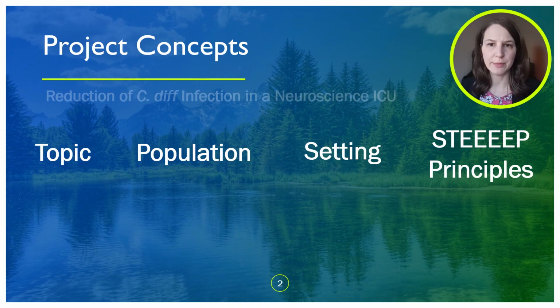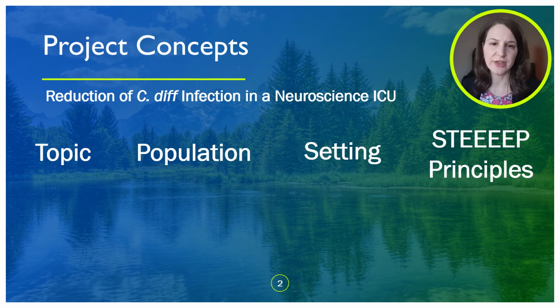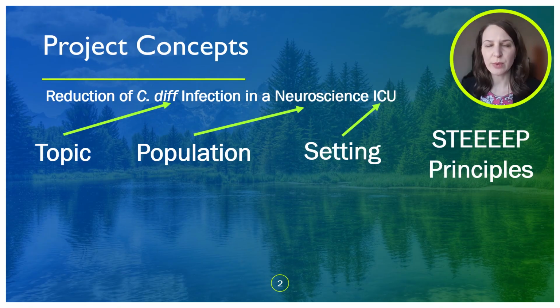Here's an example. Maybe your working title is something like Reduction of C. diff Infection in a Neuroscience ICU. This title can give you guidance on what journals may be good to look at. The topic is infection prevention, neuroscience is the population, and ICU is the setting. This also relates to quality and safety of care.